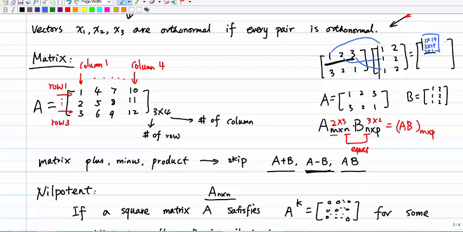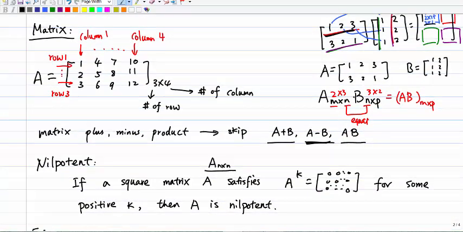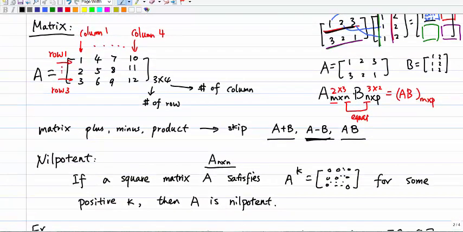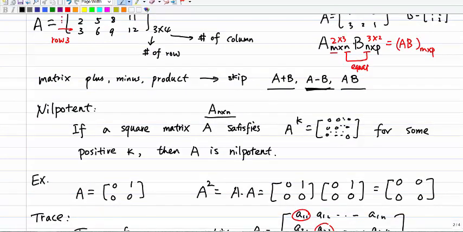You do the same thing for the second one, which will be the first row times the second column. This entry is the second row times the first column, and the last one will be the second row times the second column. You do the entry-wise product, then the sum. I don't want to compute it over here. That's how we do the matrix product. You can review some of the basic matrix operations by yourself.